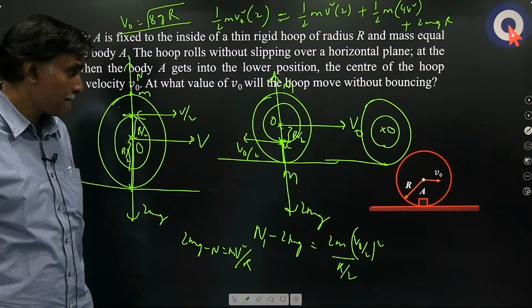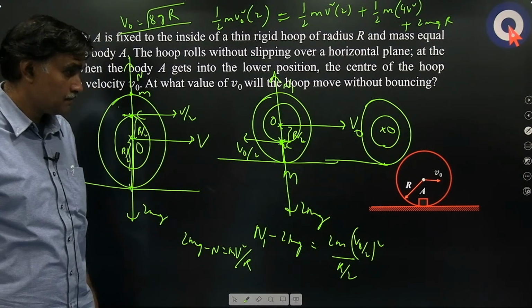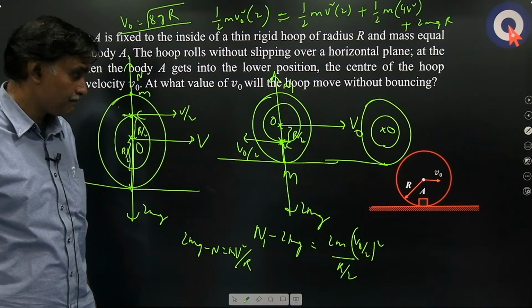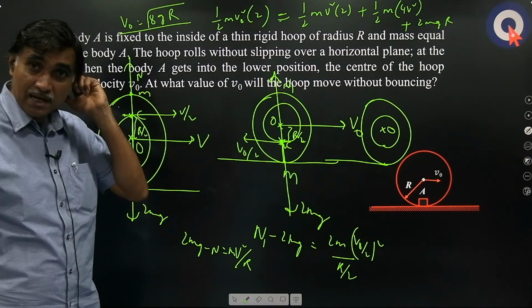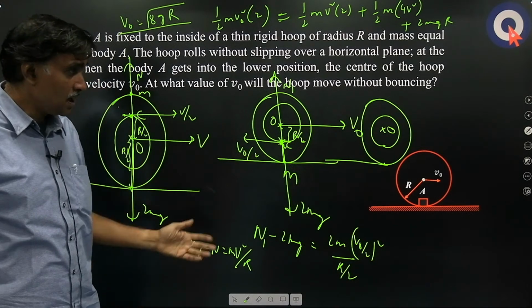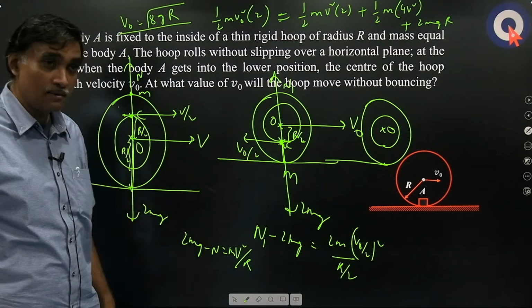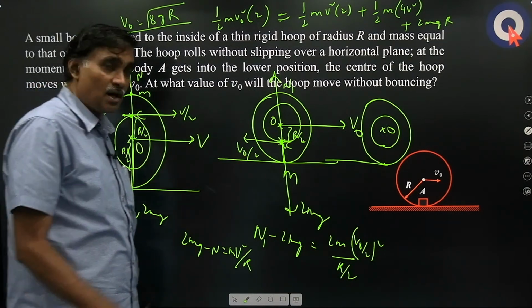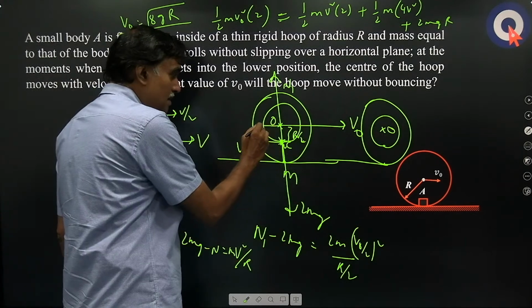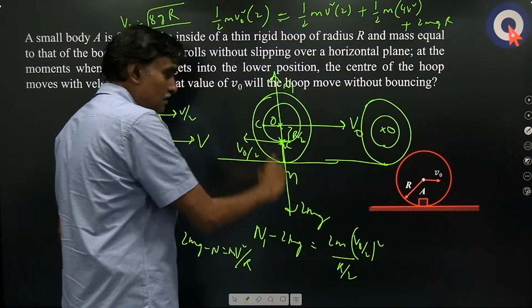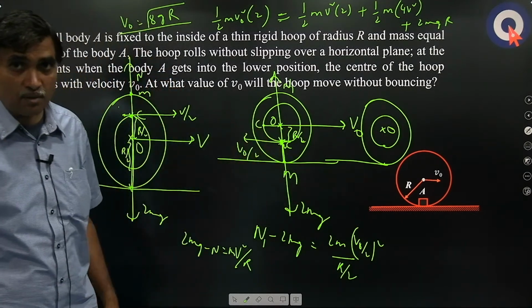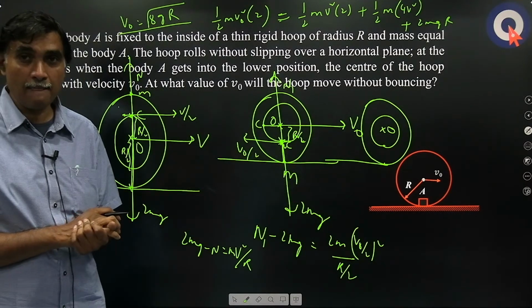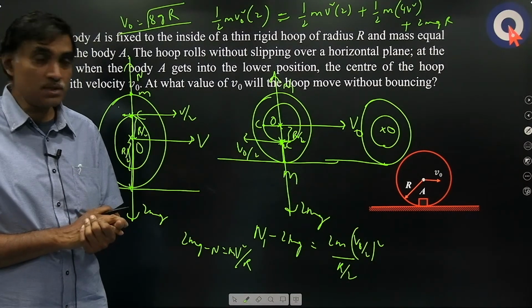Followed? Now one more bit I will ask. If V naught is root 8gR, that is what you have done, and the center of mass comes here, at that instant find the normal force and the frictional force. Find the normal force and frictional force.